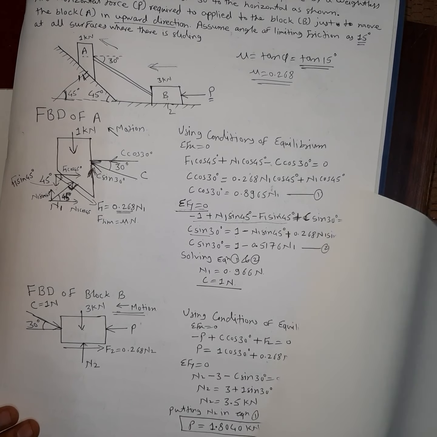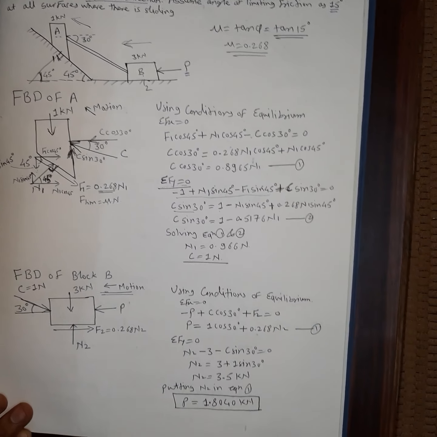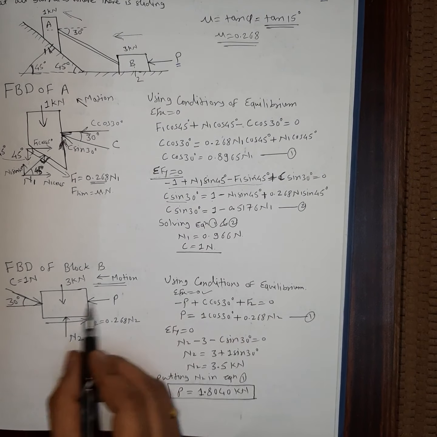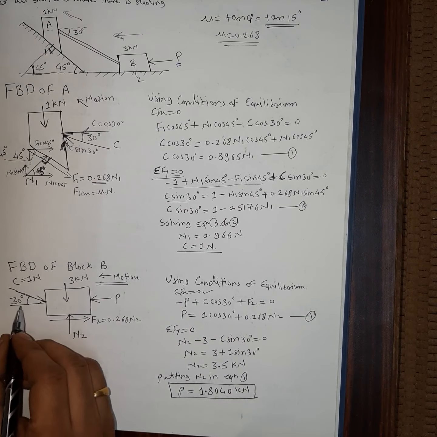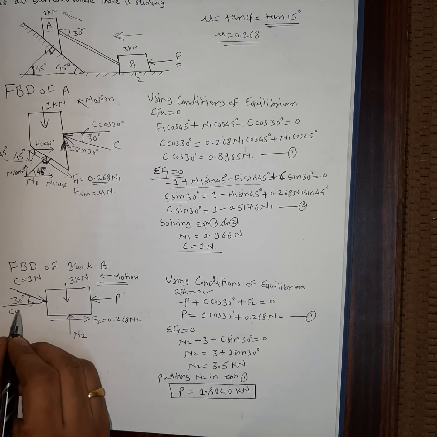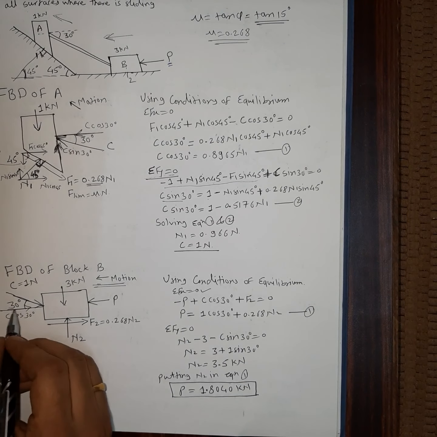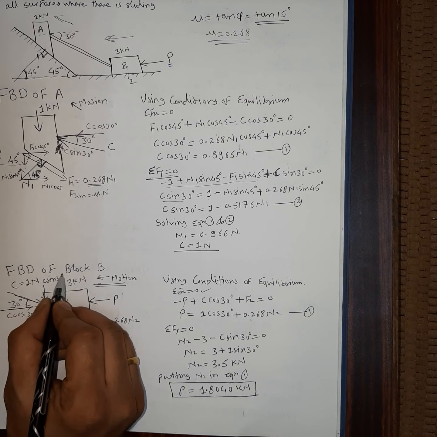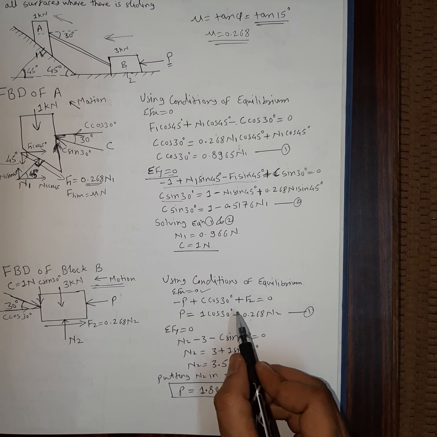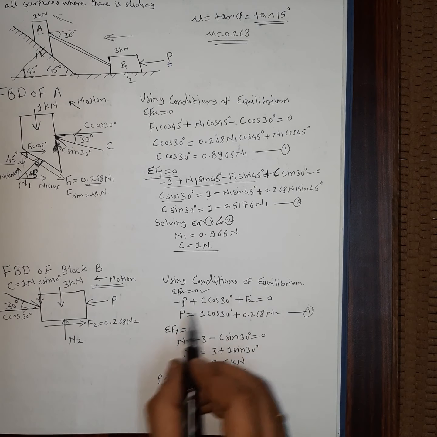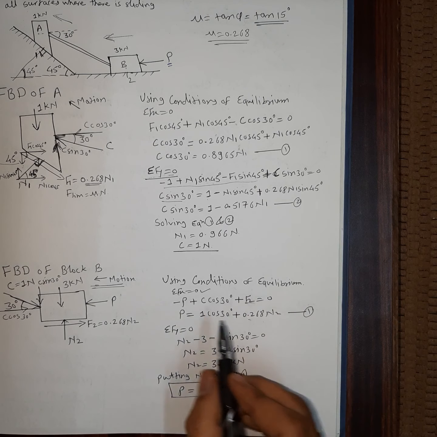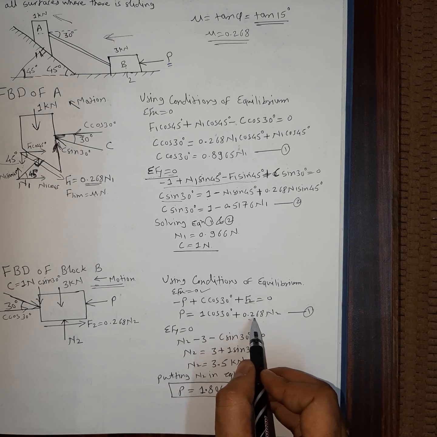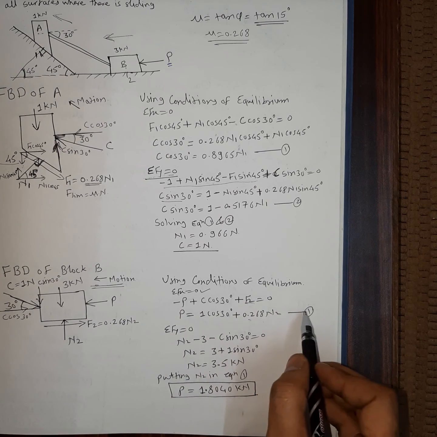So again using the condition of equilibrium, summation Fx will be equal to 0. So using this condition, minus P plus C cos 30, again C we have to resolve, so that will be C cos of 30 degrees, and the vertical component C sin of 30 degrees. Okay, and so plus F2 is equal to 0. Again for F2 you can write 0.268 N2. So for P, that will be the value of C, so 1 cos 30 plus 0.268 N2. Now we can name it as equation number 1.